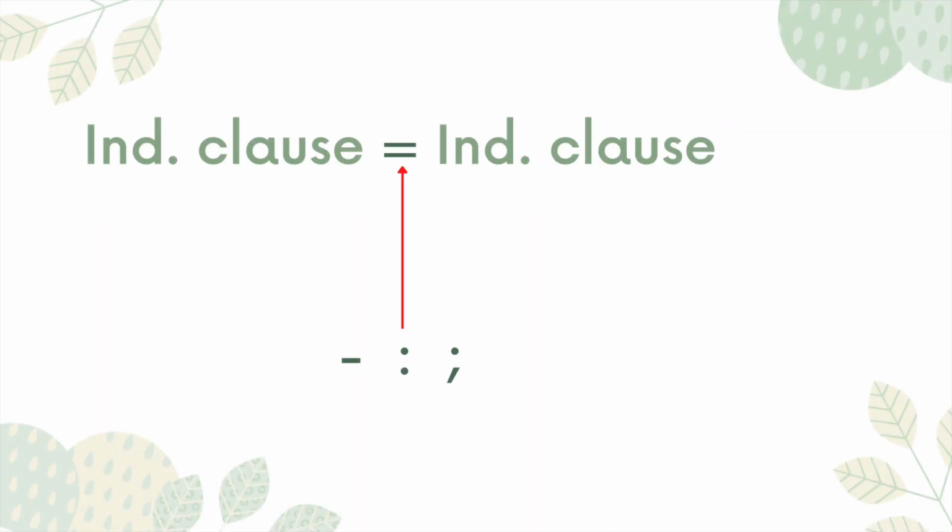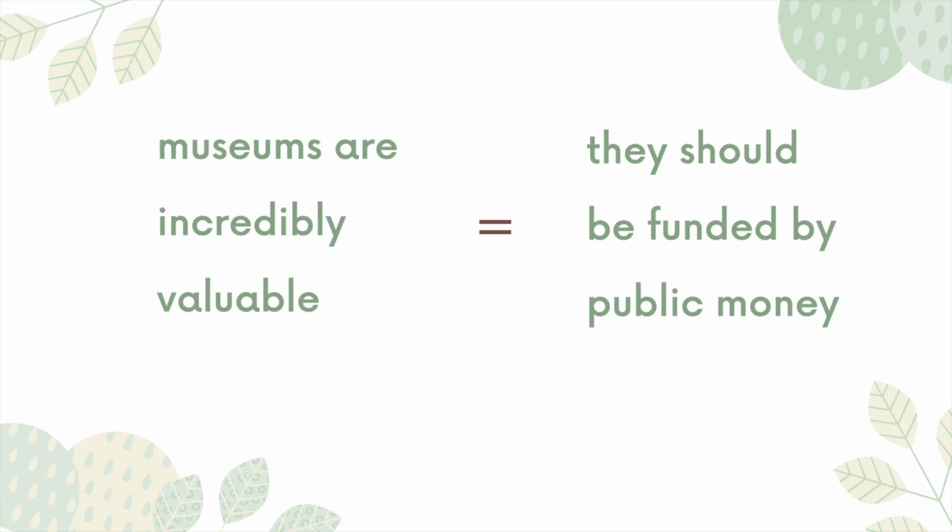In each case, the punctuation means that the 2 ideas are related by elaboration. In other words, the second clause elaborates the first clause by restating the idea of the first clause in a different way. In this case, the meaning is that the educational value of museums should be recognized and supported by the government in the form of public funding.